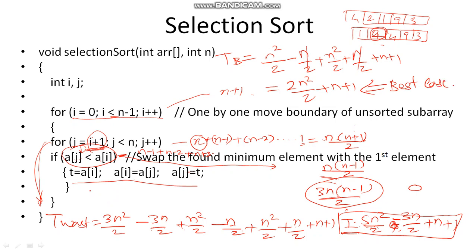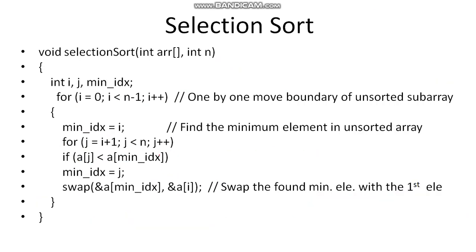Again, we can do another modification. Instead of swapping it every time, we can find out the minimum index, and we can keep a watch on the minimum index, and whatever is the minimum index can be swapped with the ith element. That minimum index can be brought to the ith element, and whatever the ith element is there can be transferred to the location where the minimum index value is there. So again, this will save more time. So this is the best modified selection sort algorithm.